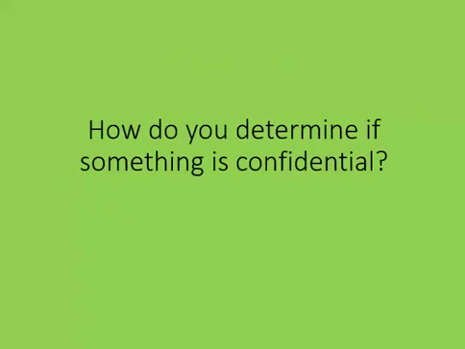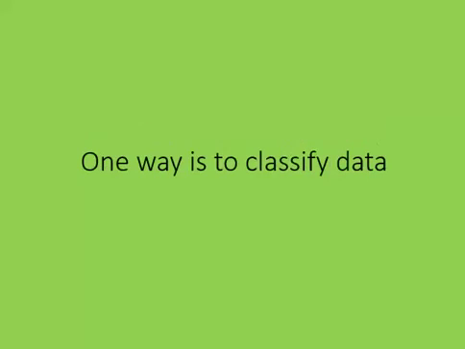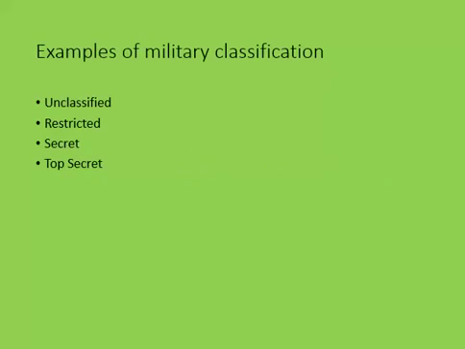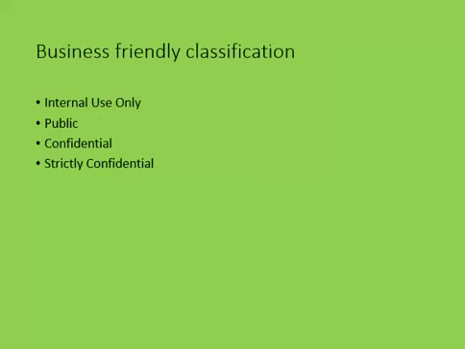How do you determine if something is actually confidential? One way is to classify data. The military have been classifying data for many decades now, and they use certain types of classification such as unclassified, restricted, secret, or even top secret. However, there are some more business-friendly classifications available, such as internal use only, public, confidential, or strictly confidential. When data is generated, it can be given one of these classifications, and that would largely dictate the audience to which it's made available.